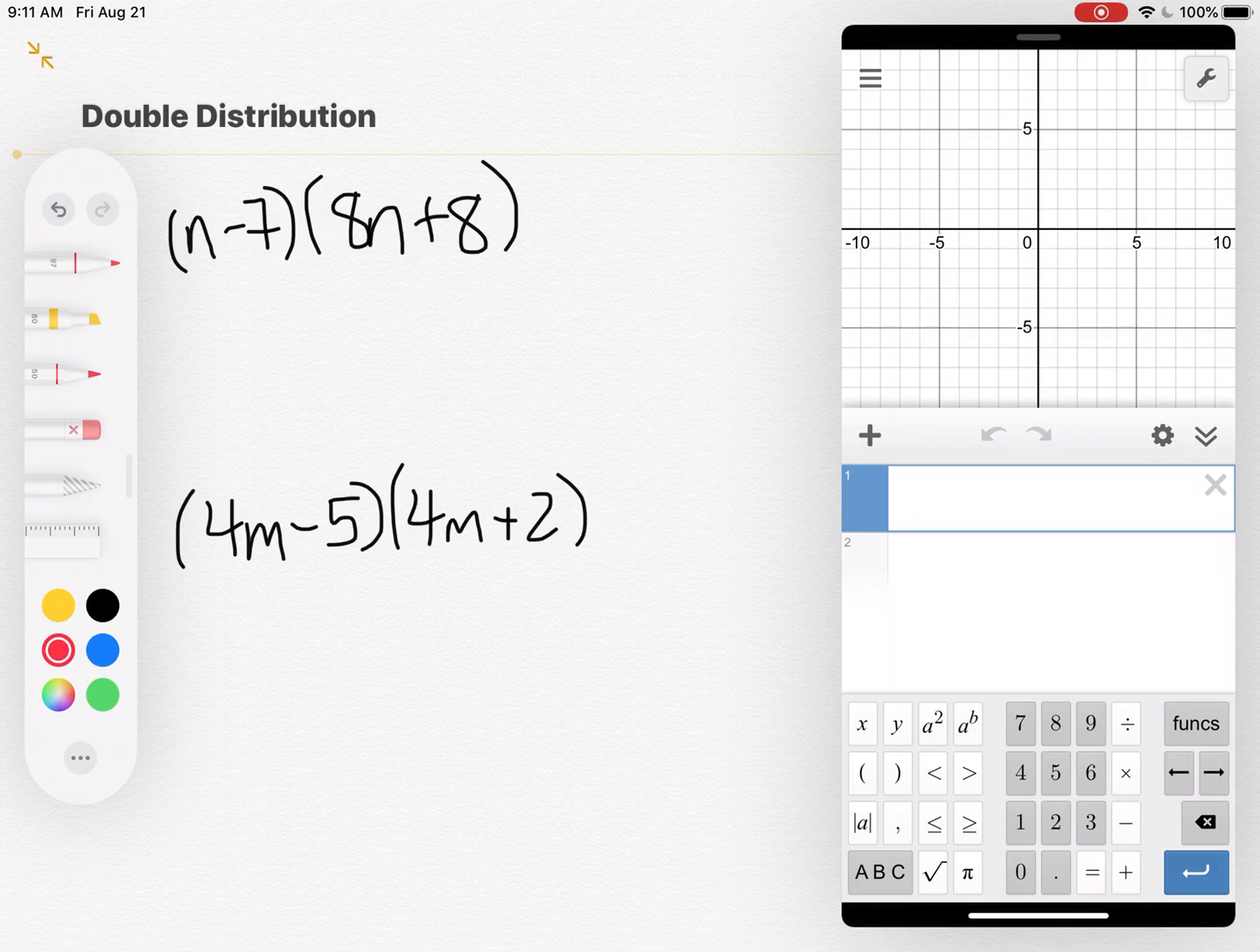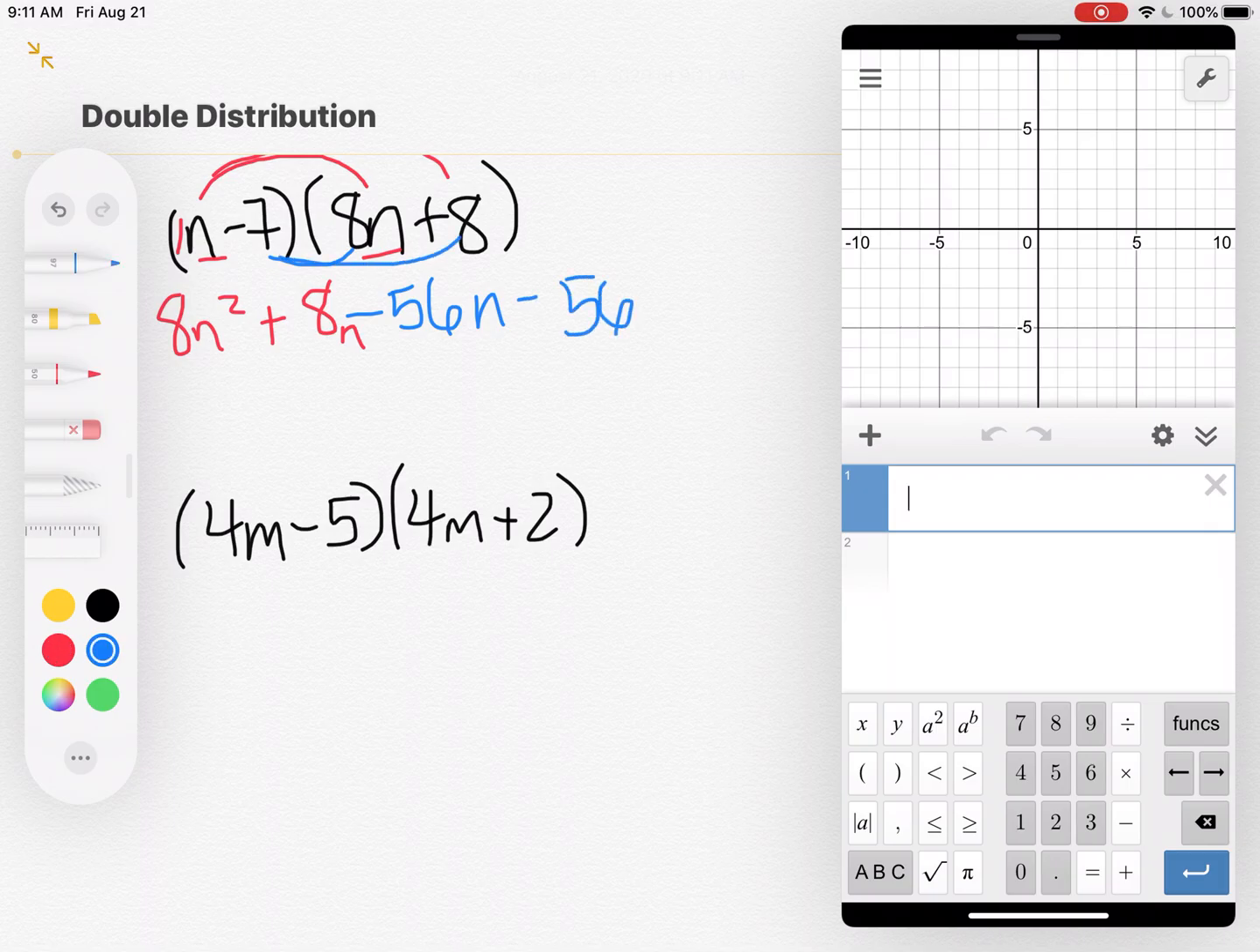So I'm going to start by distributing n, the first term here, to both things in the other set of parentheses. N times 8n, you can think of this as 1n if you like. 1 times 8 is 8, n times n is n squared. Now I need to distribute to the 8. N times 8 is just 8n. I'm done distributing n, now I distribute the other term, which is negative 7. Negative 7 times 8n is negative 56n, I forgot to write my n in that last term, there should be an n there. And then last but not least, negative 7 times 8 is just negative 56, no n there.